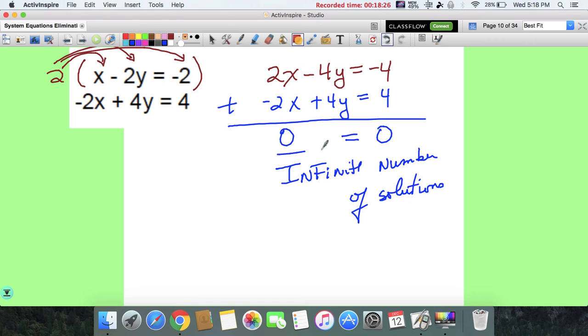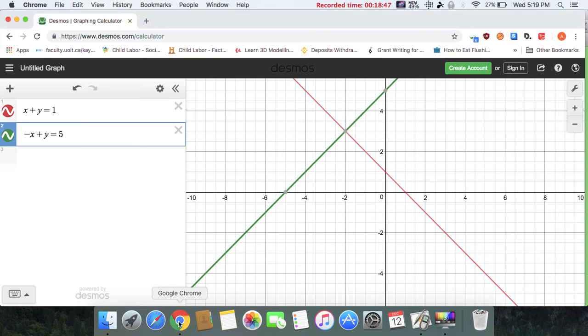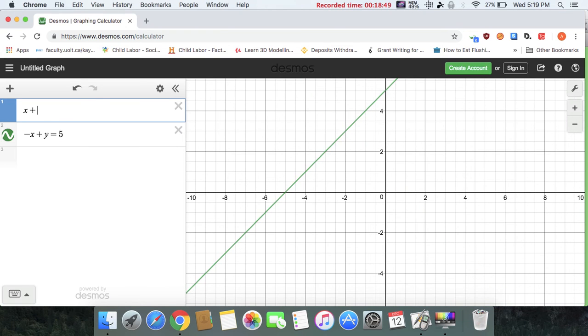The reason being that no matter what point I put in here, you'll see what I mean when I graph it, they will satisfy both lines. So let me just write this down. Negative 2x plus 4y equals 4. Let me go back to Desmos for a second, and let me input these two.